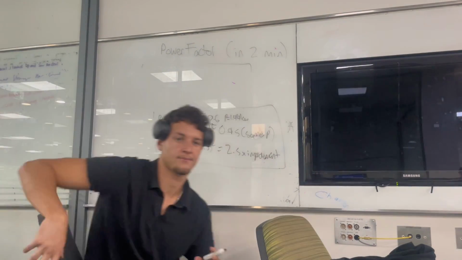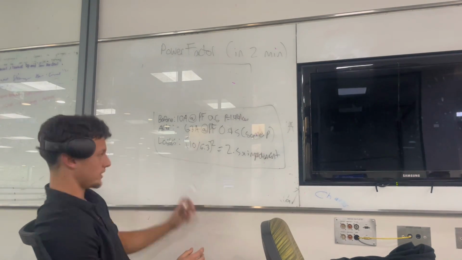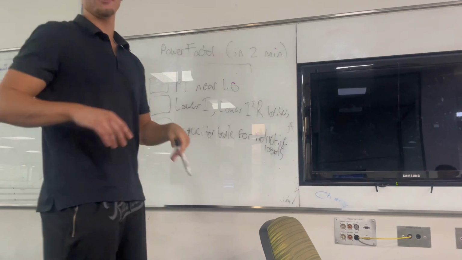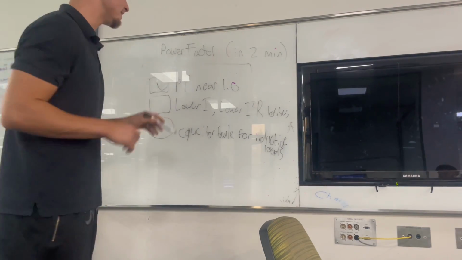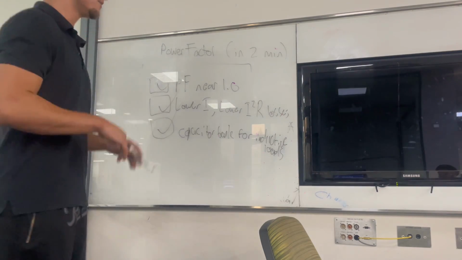The fix is a capacitor bank at the board or across the motor to supply the reactive part locally. You should now know how to bring your PF near 1, lower the I and lower the I squared R losses, using a capacitor bank for the inductive loads.